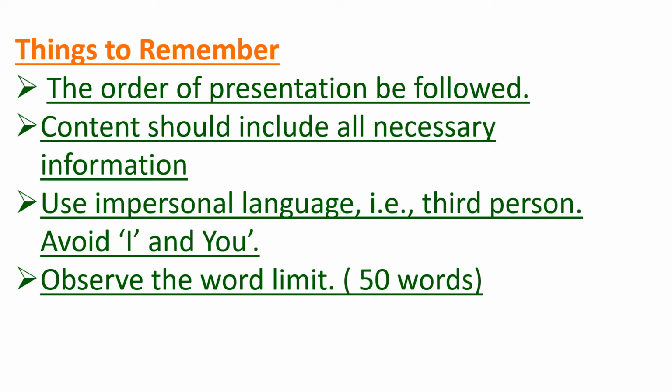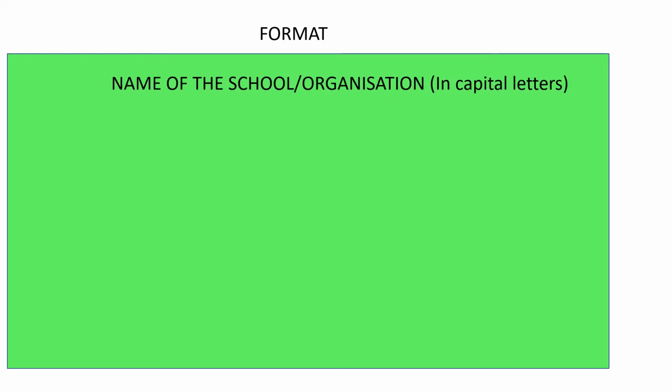And the last one is that we have to follow the word limit, that is 50 words. We don't have to exceed the given word limit of 50 words. Now the format of notice which is to be followed is: first, the name of the school or the organization should be written in capital letters. Then the date should be written, and then right in the center, notice should be written again in bold and capital letters.